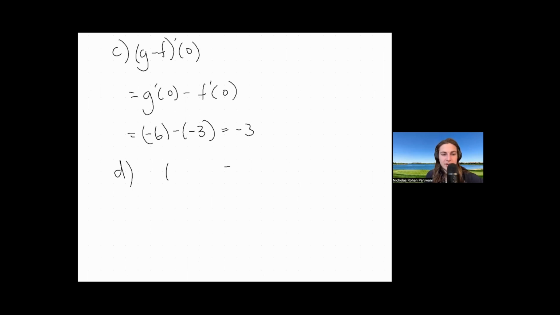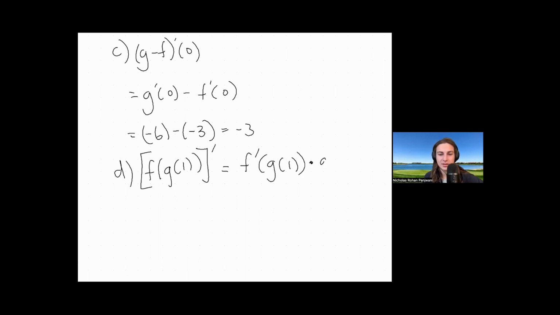let me write it differently. f of g of 1. I'm going to do that and then take the derivative of the whole thing. That's equal to f prime of g of 1 times g prime of 1. So this is actually the correct thing, because we're taking the derivative of this whole entity here. But again, this to me makes more sense.